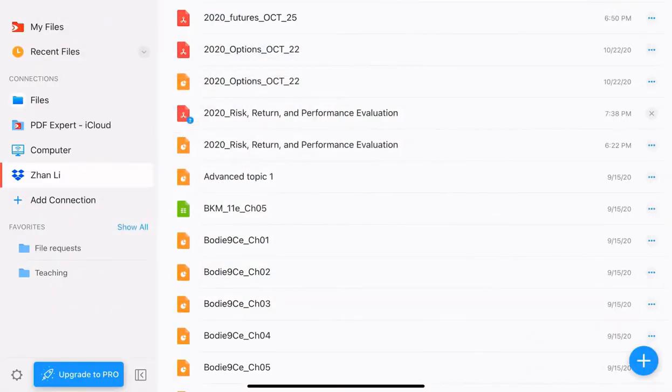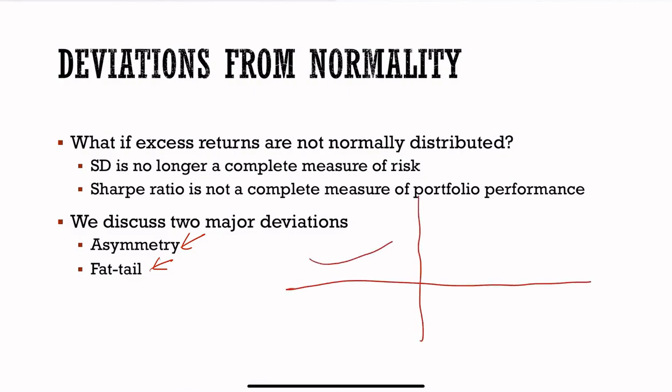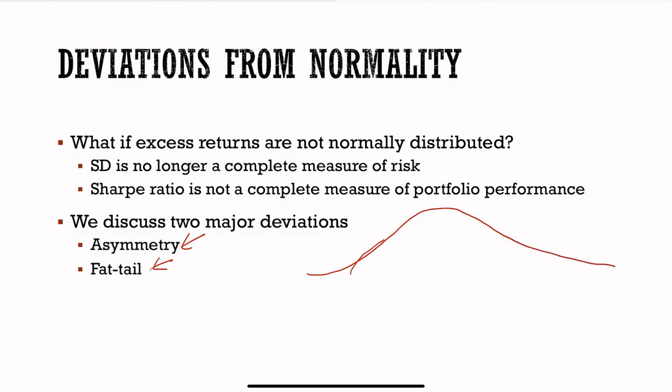Oh boy, it does not work. Okay, so let me give you some overview of the asymmetry and fat tail. We will talk about these two deviations in the next class in more detail. Okay, so what is asymmetry? Now, this is normal. Oh gosh. So this is a normal distribution, right? So it is quite symmetric.